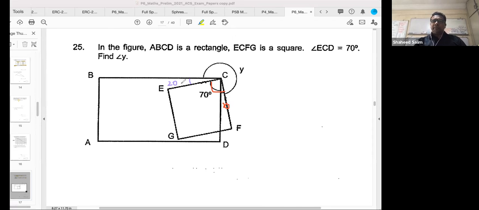So take 360 minus 20 minus 70 minus 20. Correct? You will get 250. 20 plus 70, 90. 90 plus 20, 110. 360 minus 110, give you 250. Yeah, you can do this.